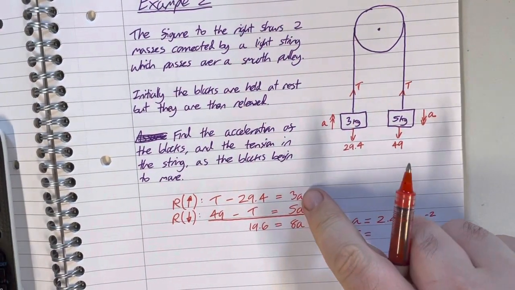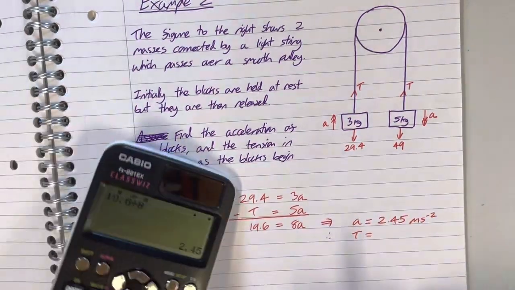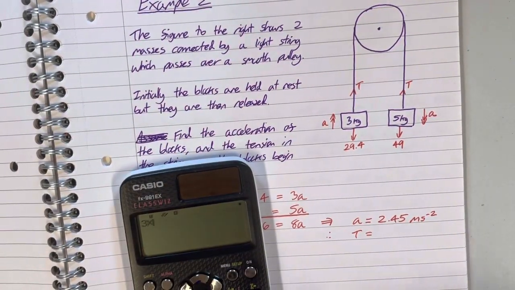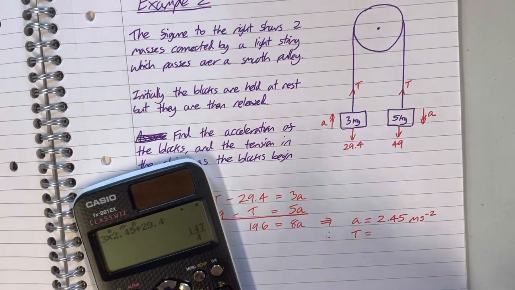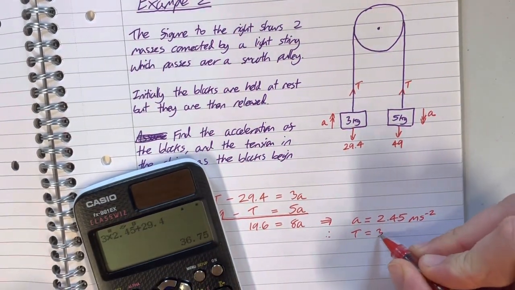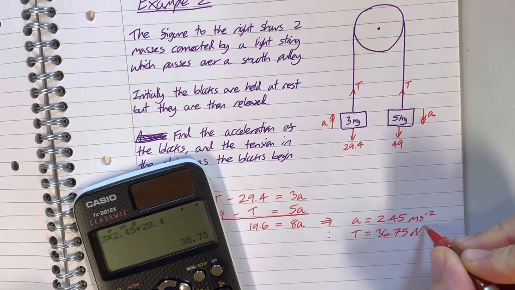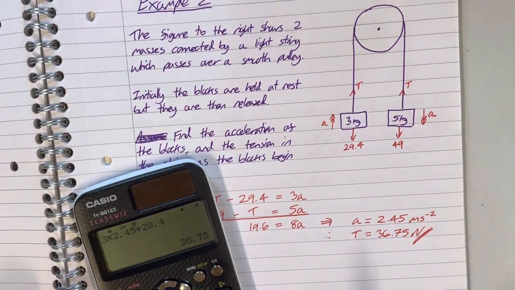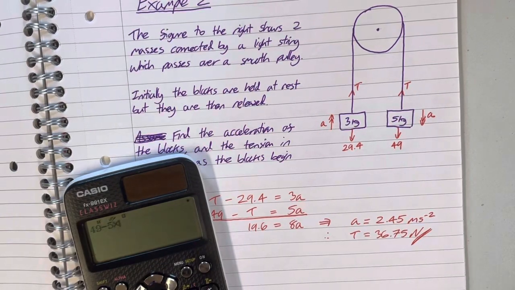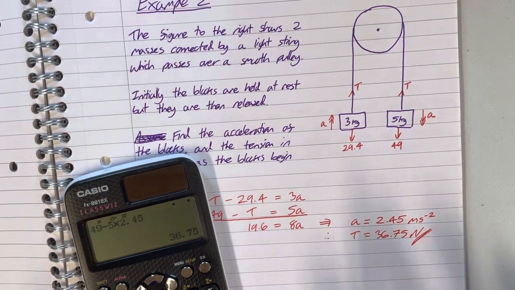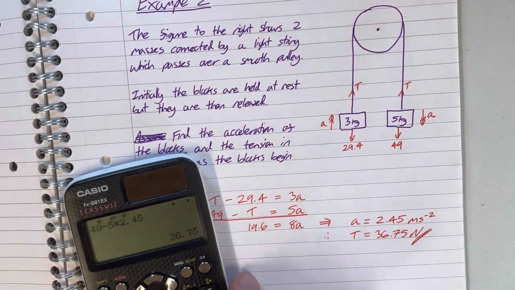Again, by just popping it back into one of these two equations. So 3 times 2.45, the top one, plus 29.4 gives me the tension is 36.75 newtons. And it is always worth checking your answer where possible. So pop it into the bottom one. 49 minus 5 times 2.45 should give me the same answer, which it does. So that confirms that they are both correct.